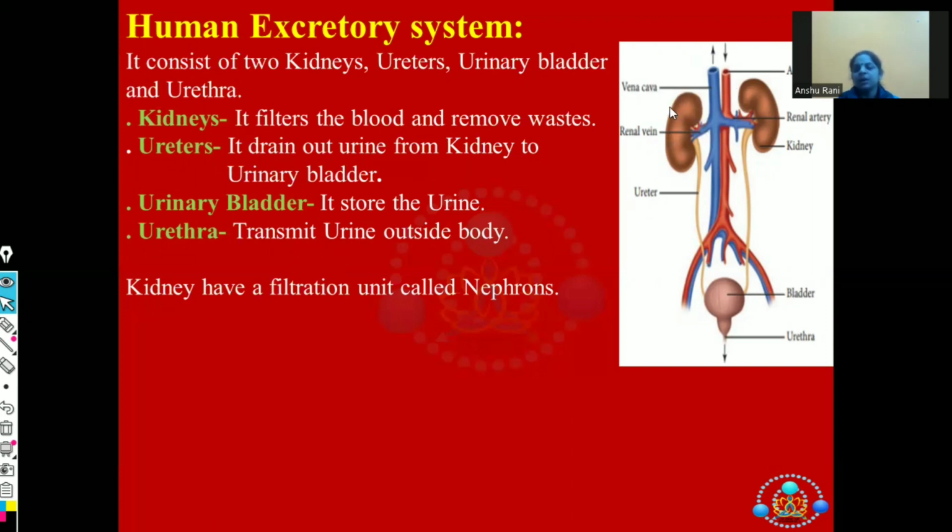What do they have to filter? They have nephrons. Every kidney has nearly 10 lakh nephrons, which act as filtration units.